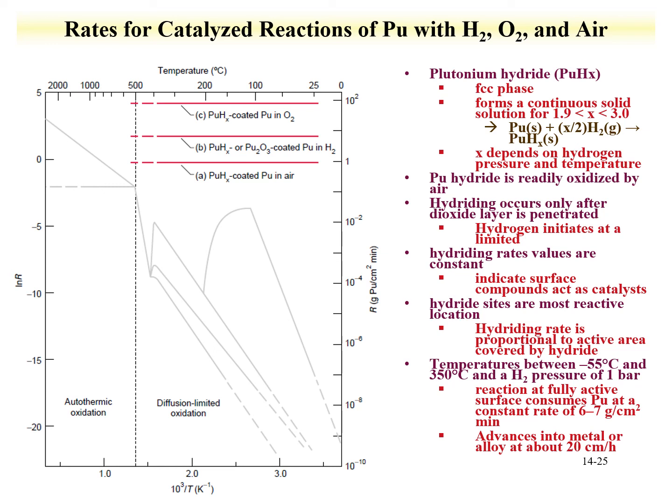From these rates, we see that these are the most reactive locations. In fact, from temperatures between -55 Celsius and 350 Celsius and a hydrogen atmosphere of 1 bar, the reaction is fully active. It consumes plutonium at a constant rate between 6 and 7 grams per centimeter squared per minute. And this means that if you had a plutonium metal or plutonium alloy, the rate of this oxidation would be about 20 centimeters an hour.